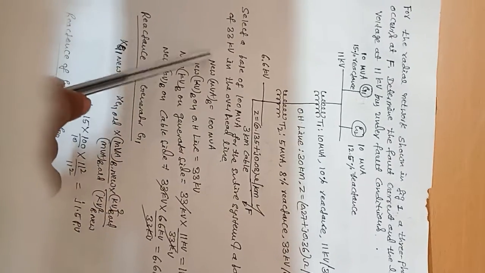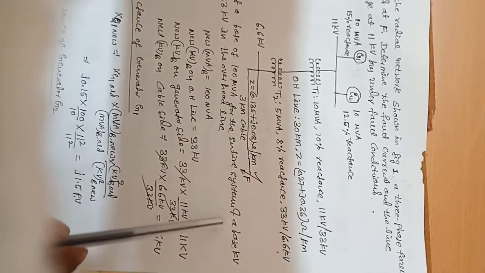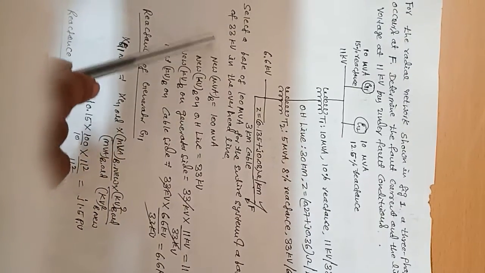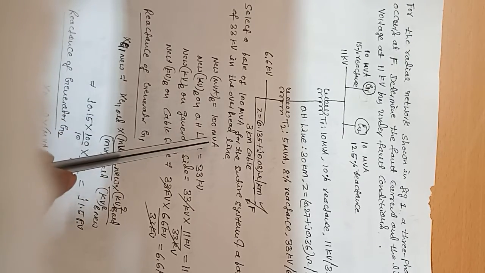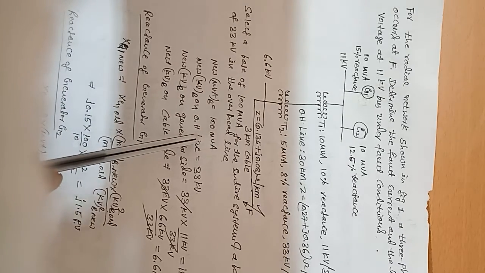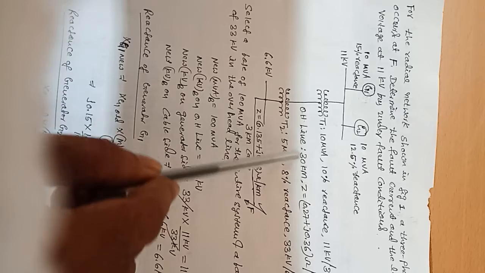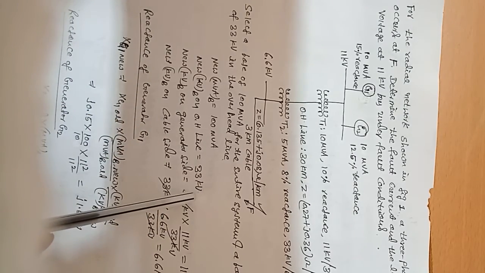He has given us to select a base of 100 MVA for the entire system and a base of 33 kV in the overhead line. New base values are given. So new MVA base equal to 100 MVA, and new kV base on the overhead line, this is a 30 kilometer overhead line, is 33 kV.